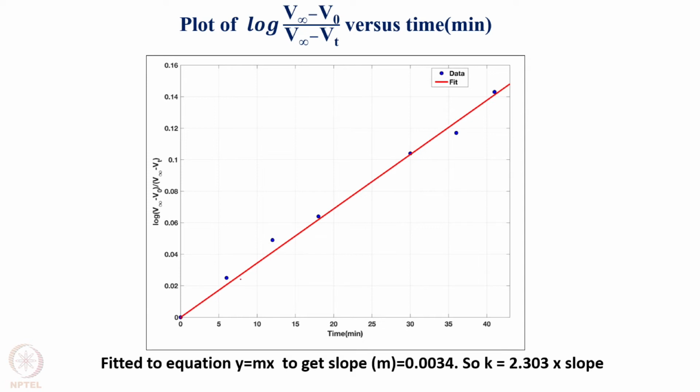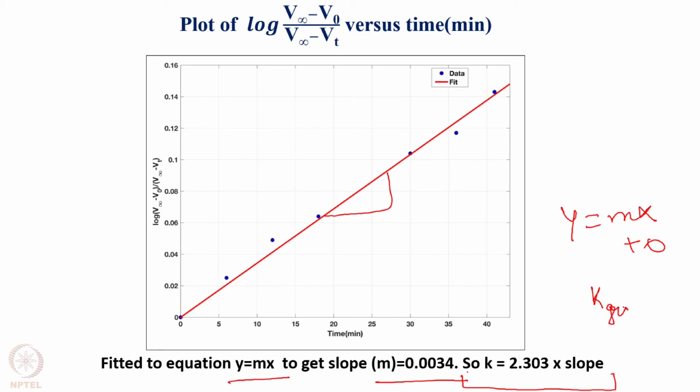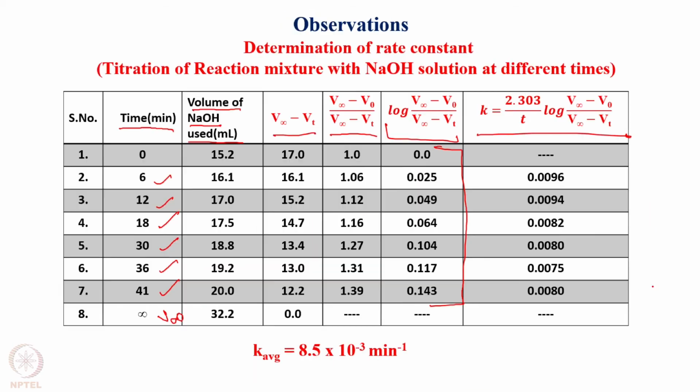And this is the plot that we obtain, and then these are the values that we got, and this is then fitted to an equation of the kind y equals mx with a zero intercept value. The value of slope which is obtained is equal to 0.0034, and the value of k is equal to 2.303 times the slope value that we are getting here. So this will be the k value which we will be obtaining from the graph, and the previous value which was mentioned here, k average, is the one which is obtained by averaging these values.